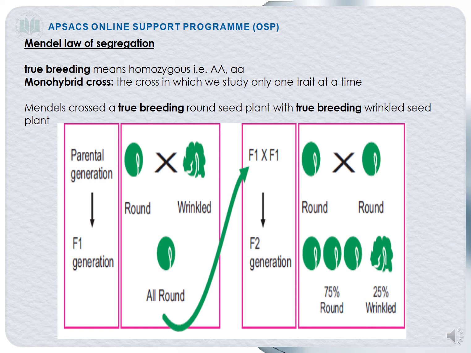Mendel's law of segregation. Before starting this law, first we have to understand some terms. That is true breeding, which means homozygous. It means that the parent has the same allele in the gene pair. For example, capital A is homozygous dominant, and small a is the homozygous recessive gene pair. Monohybrid cross: the cross in which we study only one trait at a time is known as a monohybrid cross. Here we will discuss seed shape as an example of the monohybrid cross.